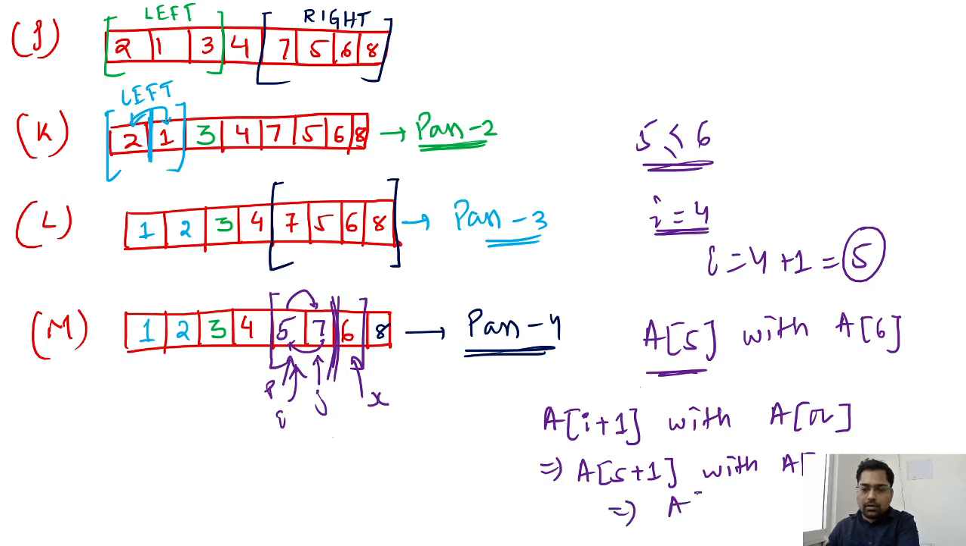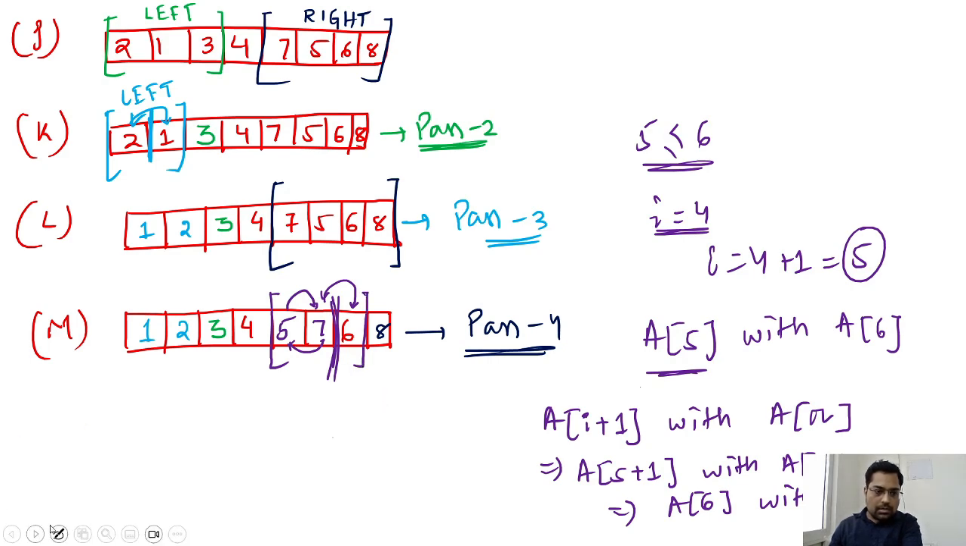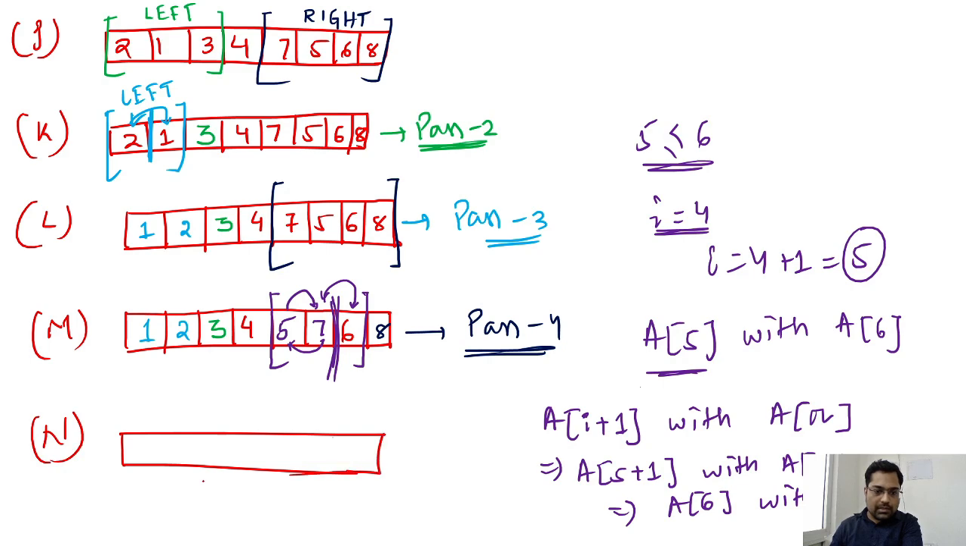So now A of 6 with A of 7. Like 6th with 7 we will be again swapping. Okay. So again we will do the swap. Once it is done, so what we have to do? We have to just use another array for it to represent.